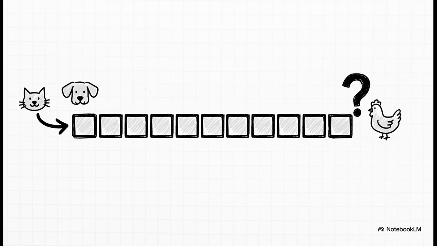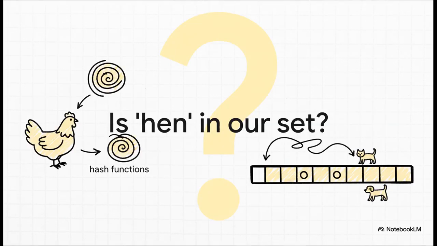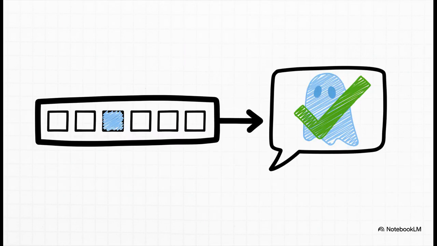Let's check for hen. So we pass hen through our 2 hash functions, and just by pure random chance, the first hash function returns the number 2, and the second one returns 10. The filter then checks the bit array at those spots. It asks, is the bit at position 2 a 1? Yep, cat set that one. Okay, is the bit at position 10 a 1? Yep, dog set that one. So, because all the bits it checked were 1, the filter reports back, yes, hen is in the set.